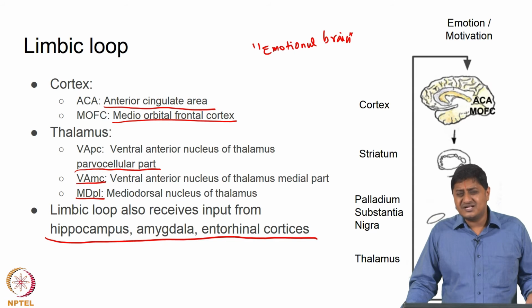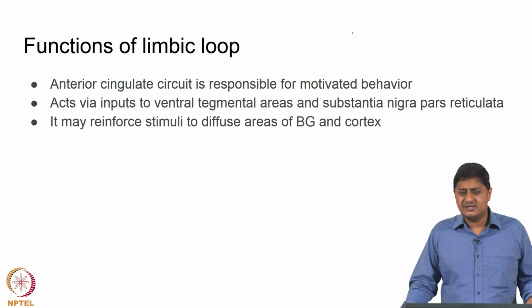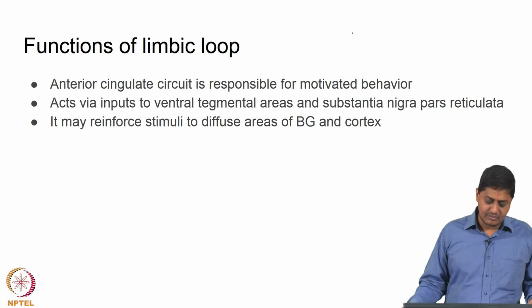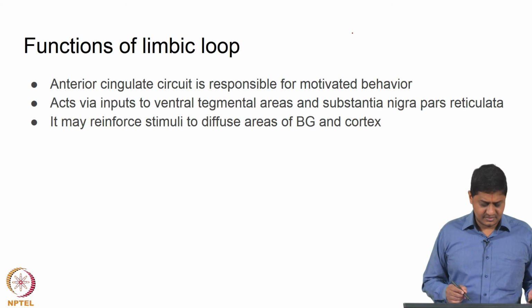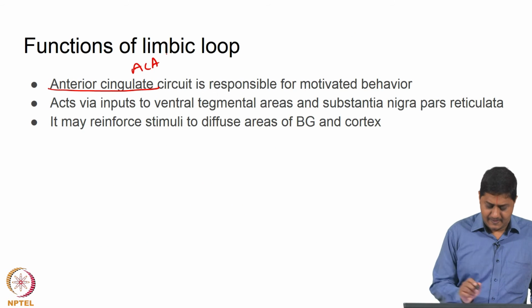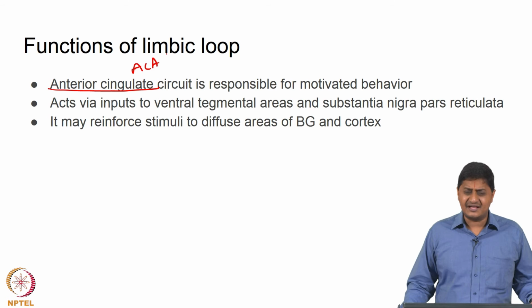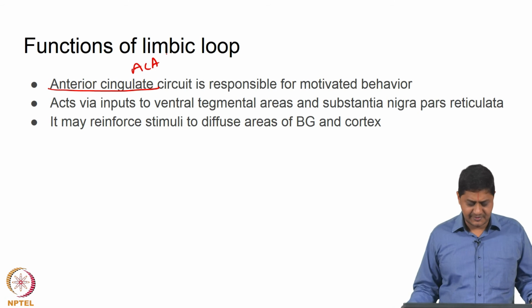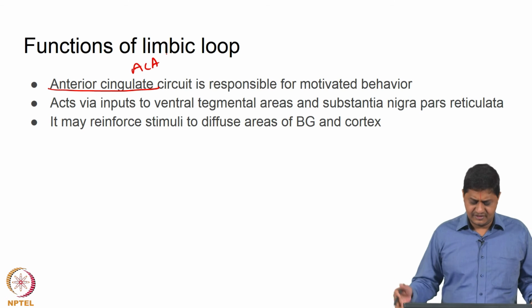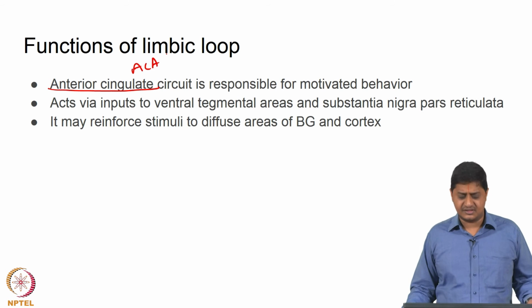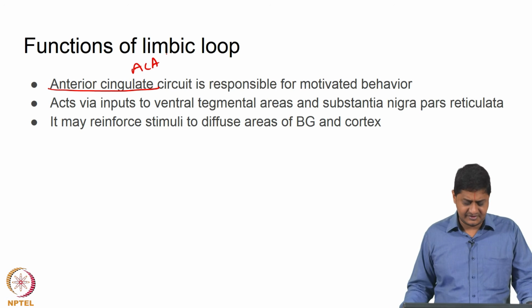Once again, the function of the limbic loop is relatively poorly understood. So, what exactly is the contribution of basal ganglia to emotions is relatively poorly understood when compared with say the motor loop, right. So, for example, the ACA or the anterior cingulate area is responsible for motivation related behavior. So, this acts via multiple inputs including ventral tegmental area and substantia nigra pars reticulata. Again it may reinforce different stimuli to multiple areas of basal ganglia and cortex. So, again very little understanding of the limbic loop, but whatever is available is presented here.